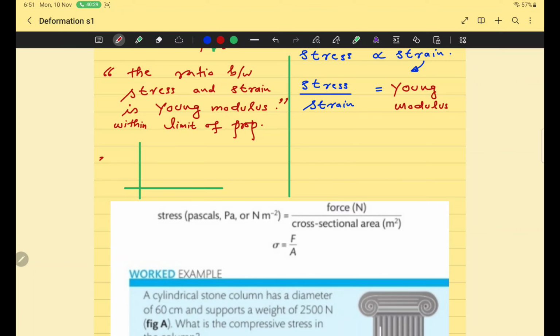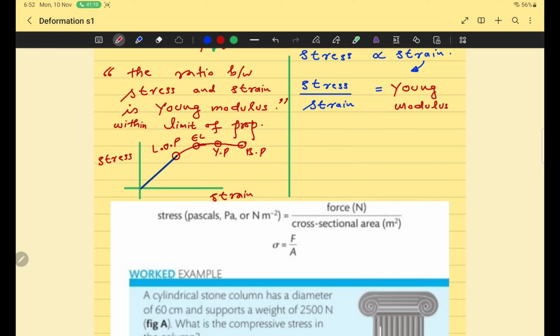Again, sir, if you plot a graph between force and extension, in the same way, if you plot a graph between stress and strain, then the graph is a straight line, and this straight line up to this point is called the limit of proportionality. Then obviously the graph begins to curve. Obviously there will be an elastic limit, there will be a yield point, there will be a breaking point, etc.